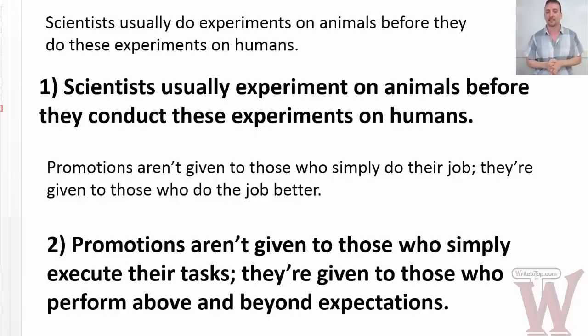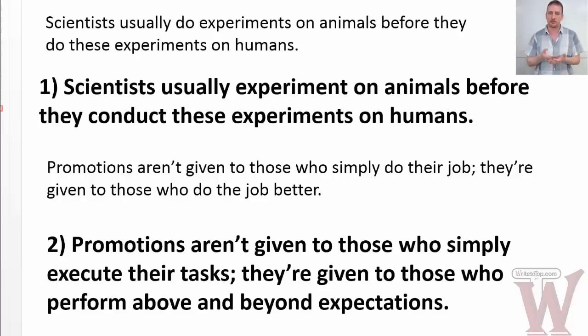Let's look at our second sentence. Promotions aren't given to those who simply do their job. They're given to those who do the job better. Promotions aren't given to those who simply execute their tasks. So notice I took execute instead of do, tasks instead of job. They're given to those who perform above and beyond expectations. So now again, I didn't use job at all. Job is a cheap word. Everybody knows the word job. Try not to use it. Tasks, once, above and beyond expectations.